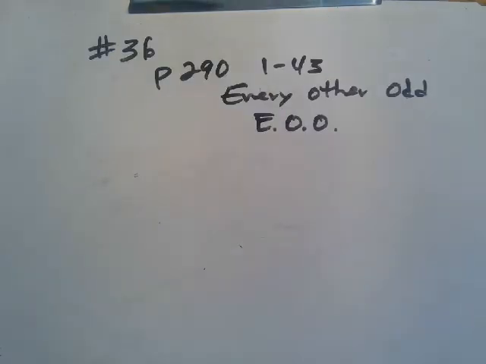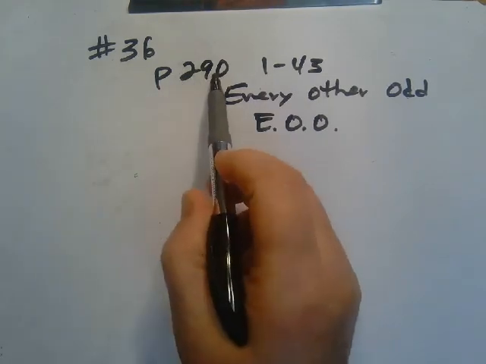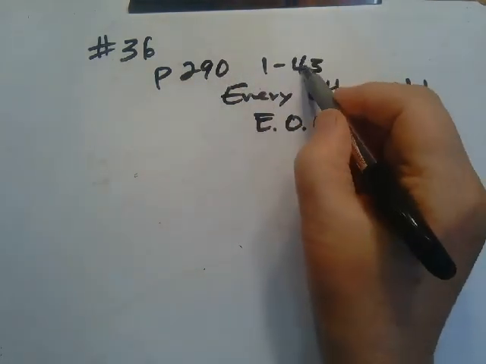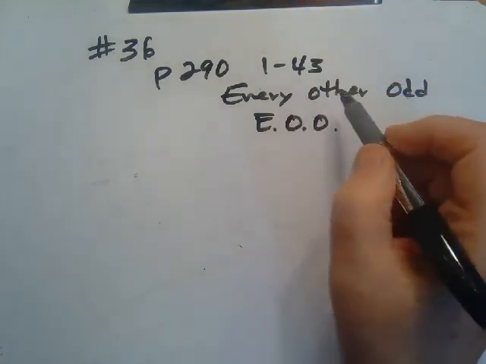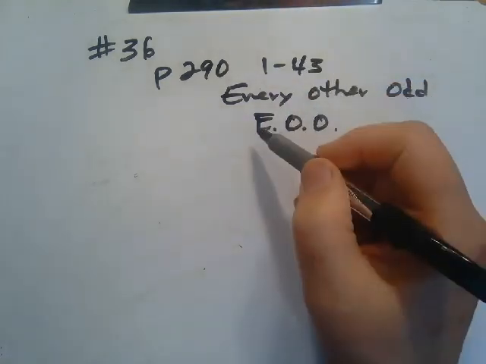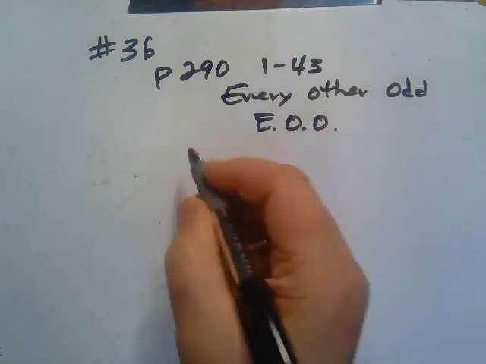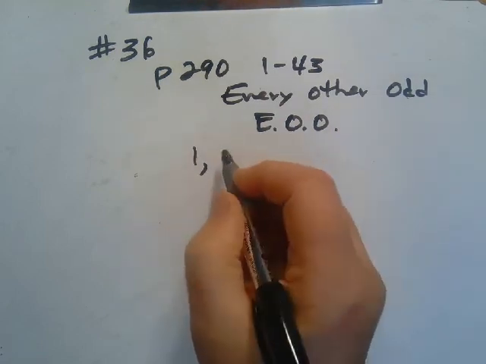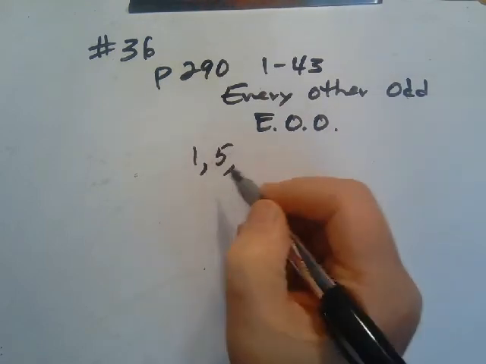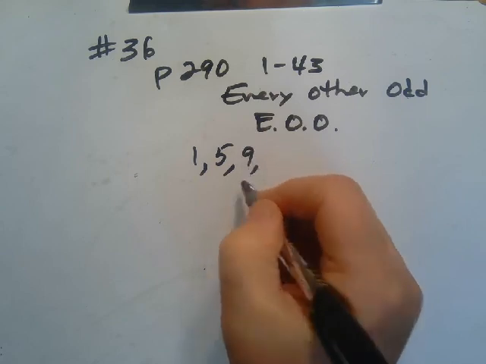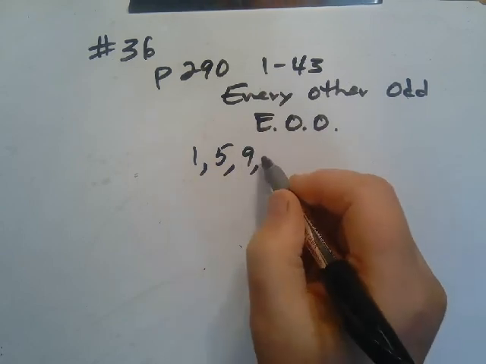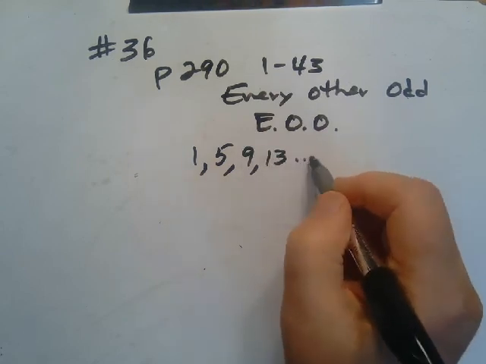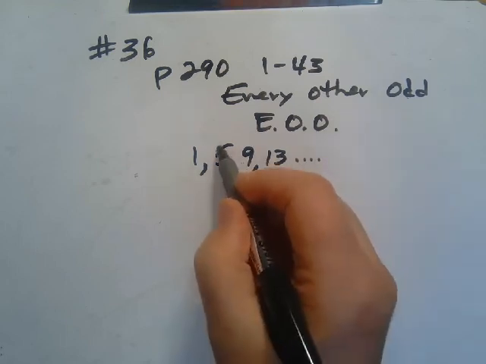All right, so tonight's assignment is going to be number 36. It's on page 290. I'm asking you to do 1 through 43, every other odd. That's abbreviated EOO. That's like doing 1, don't do 3, do 5, don't do 7, do 9, don't do 11, do 13, and so forth. So just do every other odd.